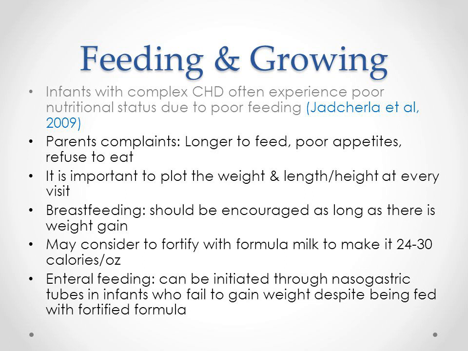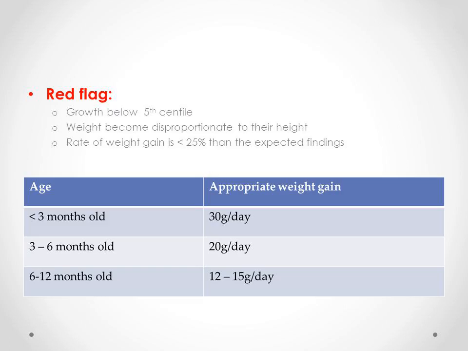May consider fortifying with formula milk to make it 24 to 30 calories/oz. Enteral feeding can be initiated through nasogastric tubes in infants who fail to gain weight despite being fed with fortified formula. Red flag: growth below 5th centile. Weight becomes disproportionate to height. Rate of weight gain is less than 25% of the expected.